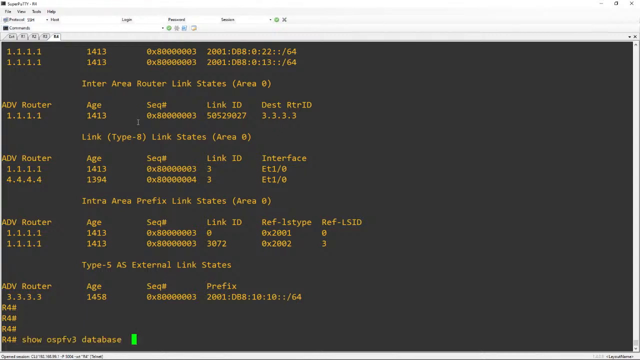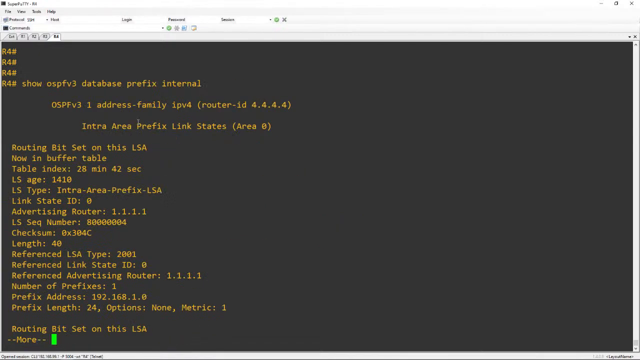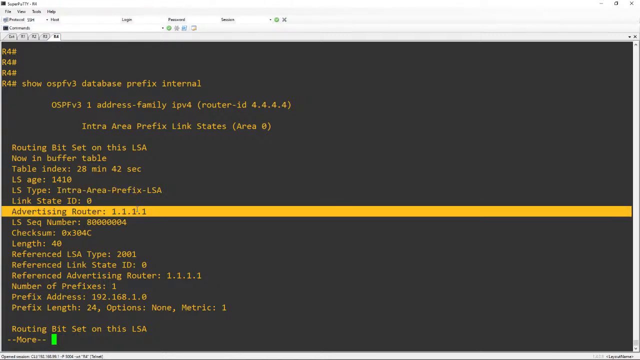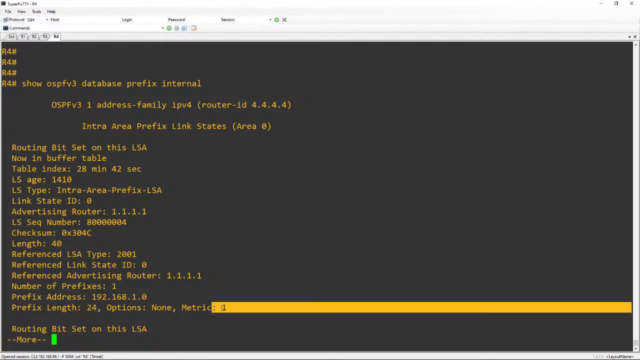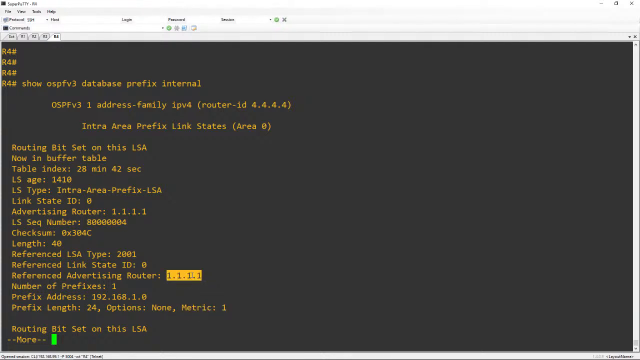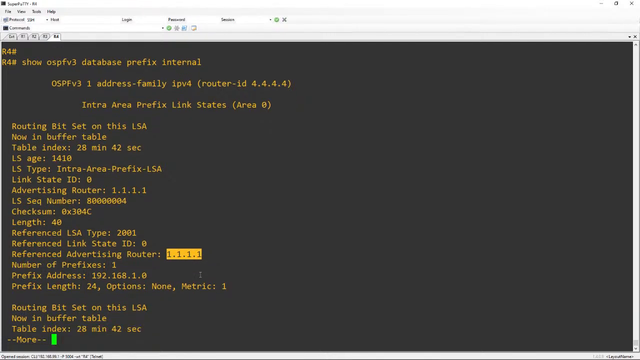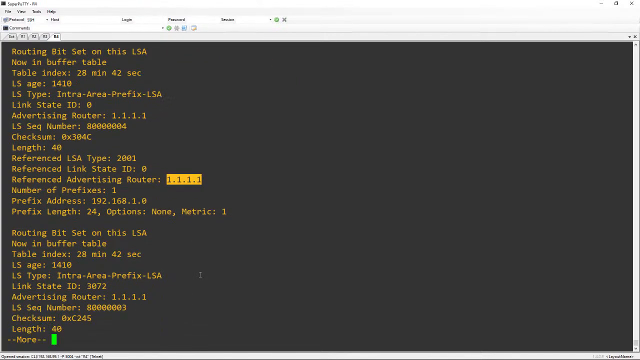So taking a look at those, it pretty much describes the networks that are attached to the routers, right? These intra-area prefix LSAs. This is the advertising router, which is the owner of that LSA, basically, in this particular case. This is the network. This is the prefix length. This is the metric to reach that destination. That's a loopback. This is the metric to reach that destination from the advertising router's perspective. That's important to note.